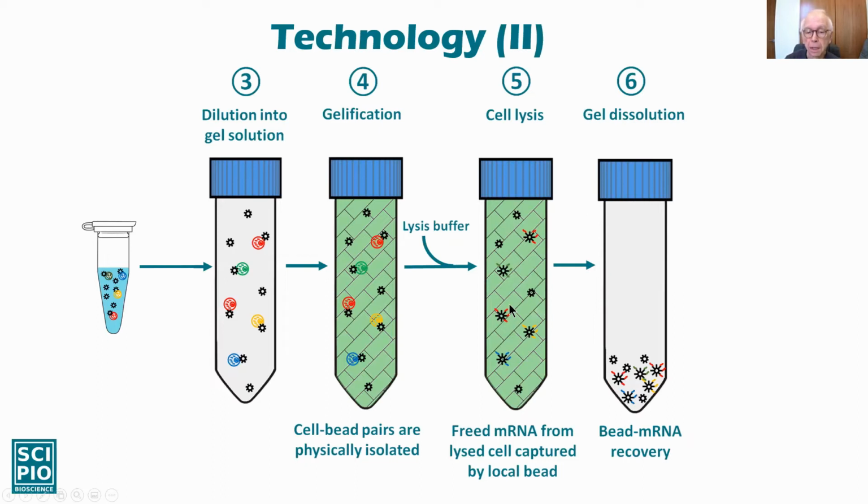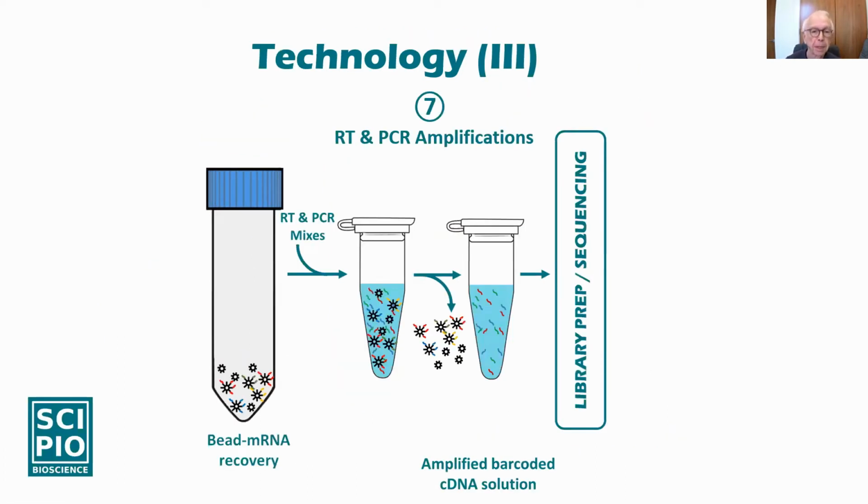Then we can dissolve the gel, raise the temperature, and the gel becomes liquid again. We can centrifuge the beads with their messenger RNA molecules attached, and then go on to the next steps of reverse transcriptase, amplification, and finally amplifying the cDNA to send it to the sequencer. So that's basically the process for step one.